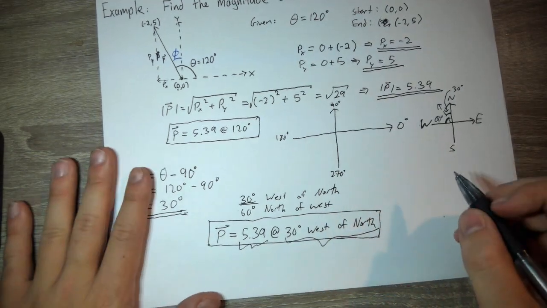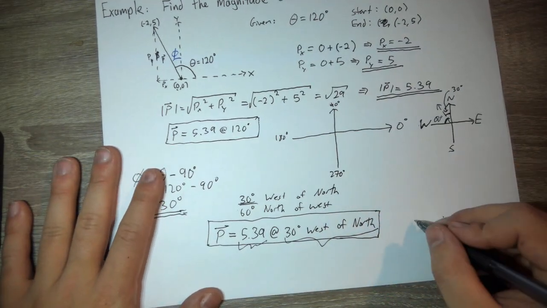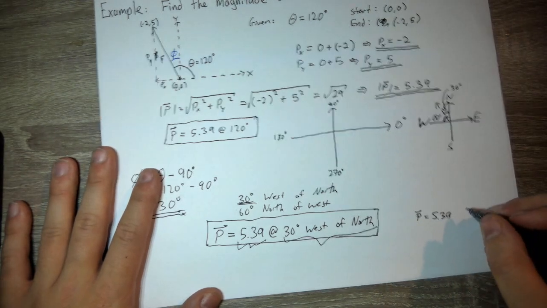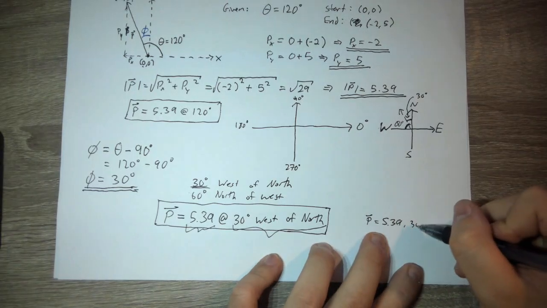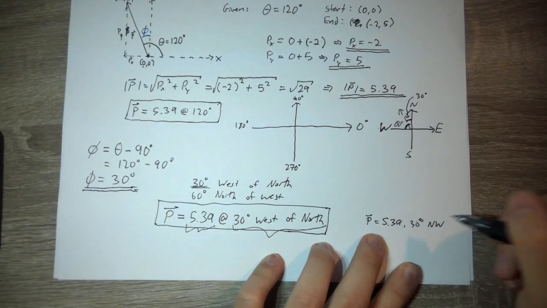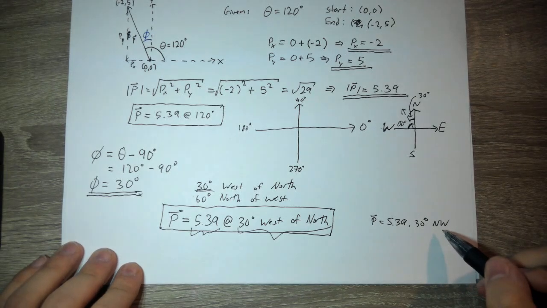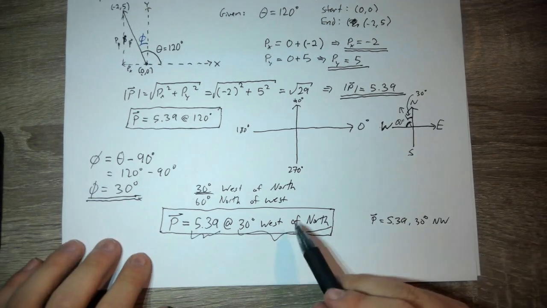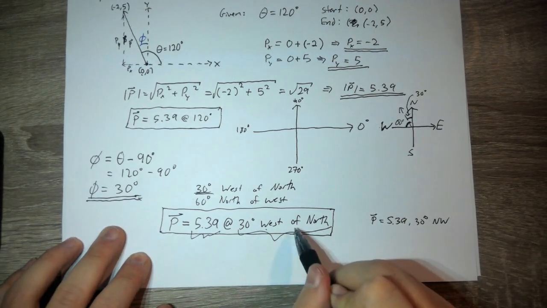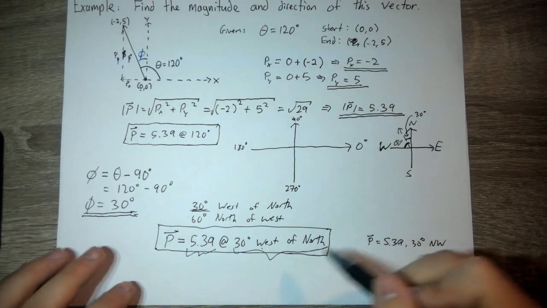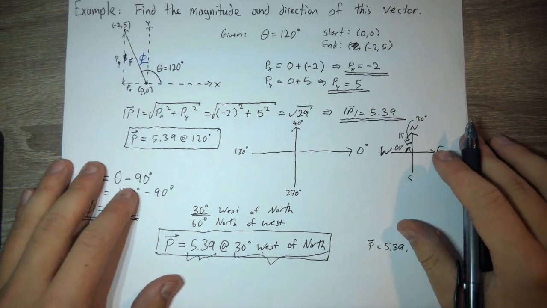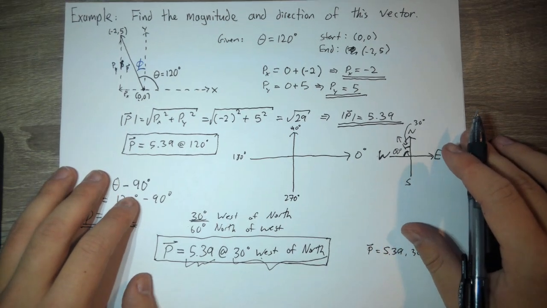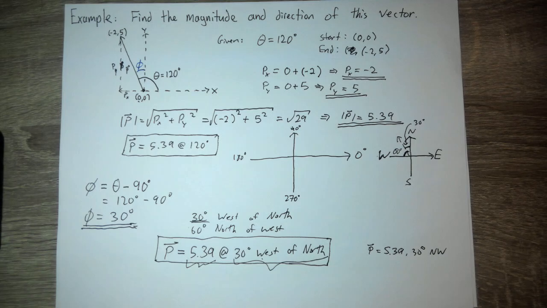Note one thing, it's not enough to just say p equals 5.39, 30 degrees northwest, because you don't know whether it's north of west or west of north. So you have to have something of something in there in order for it to make sense. So that's just one example. I'll do more in the following videos, but hope that was useful.